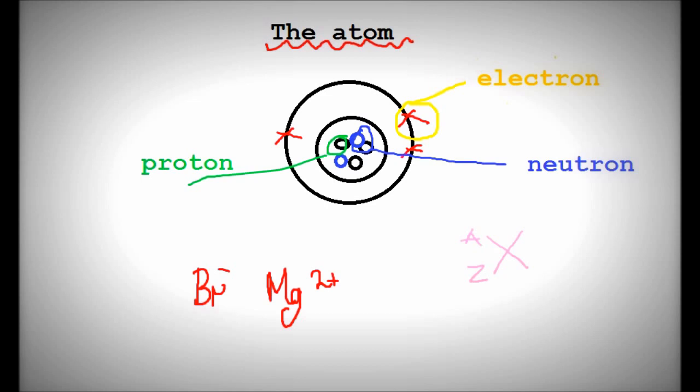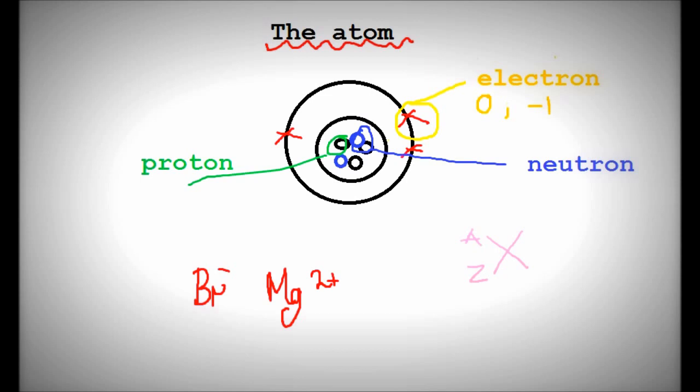Okay, so the atom is the first topic in the syllabus, and so we're just going to go through it now. The atom is broken down into three subatomic particles, the first being the electron. The electron's mass, or relative mass, is 0, and its relative charge is -1.